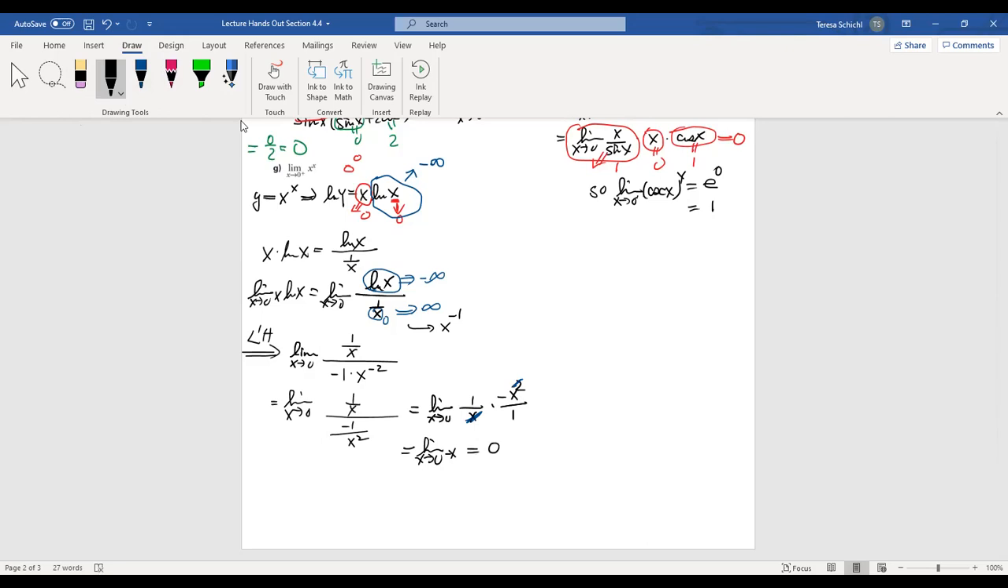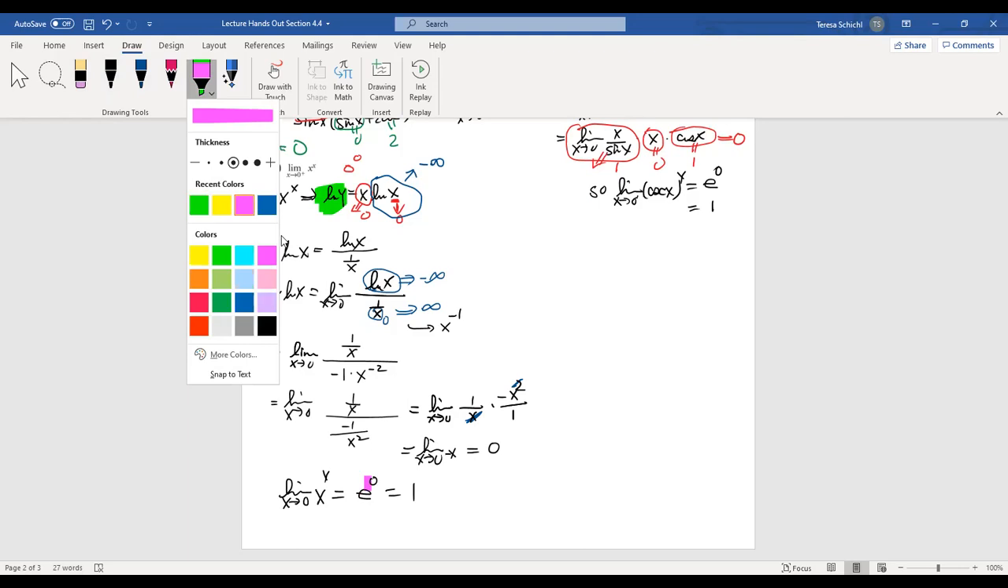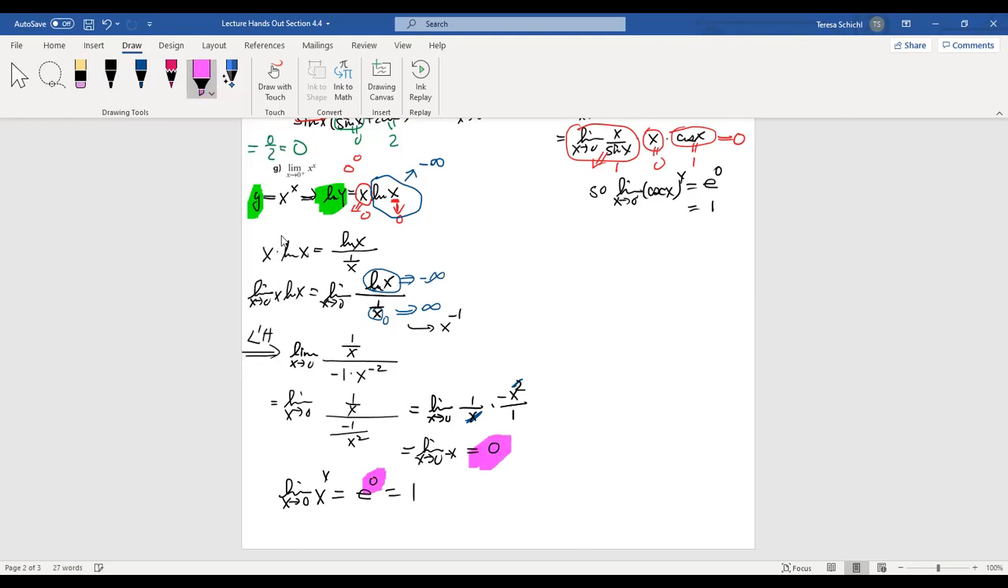All right, don't forget, one more time, because for y we took the natural log of y, what do you need to do? You need to undo the log, right? So I know the limit as x approaches 0 of x to the x is equal to e to the 0, which is 1. You need to undo the log. So don't forget the reason why is because you took the natural log of y on both sides. Okay, that's it. That is L'Hopital's rule.